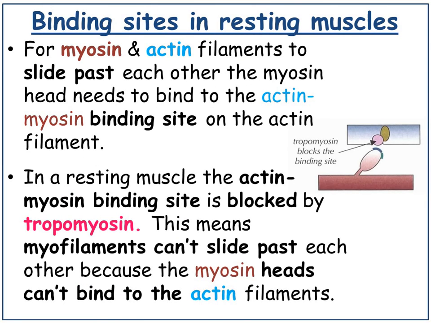So for myosin and actin filaments to slide past each other, the myosin head needs to bind to the actin-myosin binding site. But in a resting muscle, the actin-myosin binding site is blocked by the tropomyosin molecule. So the head can't bind, and the myofilaments can't slide past each other because the head can't bind to the actin.